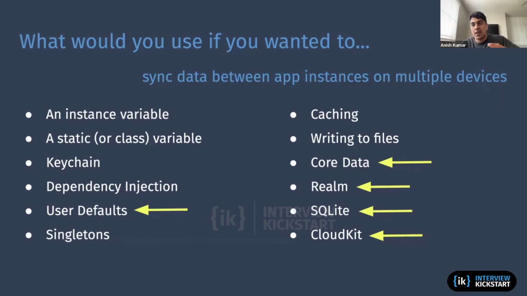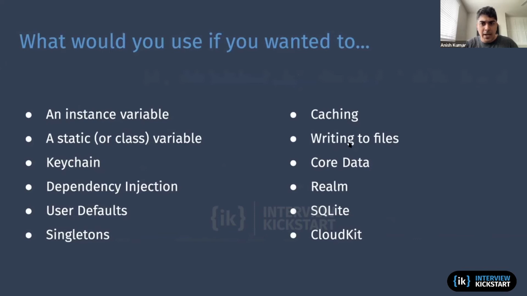Realm is a third-party solution to data persistence by MongoDB. I'm not particularly familiar with it, and I don't think in any iOS interview you're going to be asked about it. But I just thought of including this in the slide to highlight that there are other third-party options for these types of problems too. And so let's see what else we have.